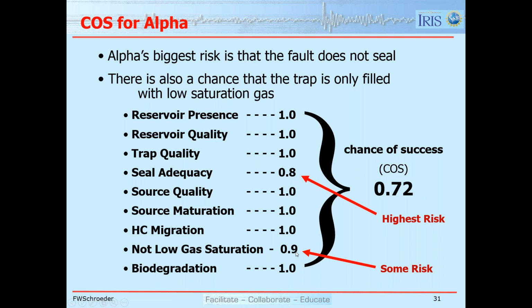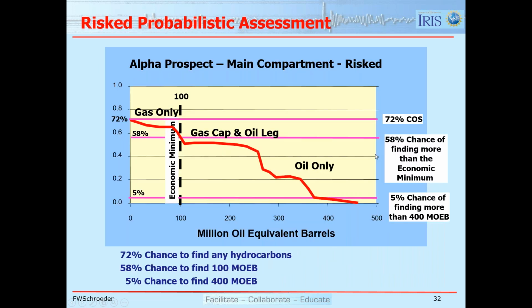And then we said it's 90% chance that it's not a low gas saturation anomaly that we're seeing, 10% chance that it is. If we multiply these 9 numbers together, we come up with 0.72, and so that's the chance of success. So now we can go back to that exceedance probability.